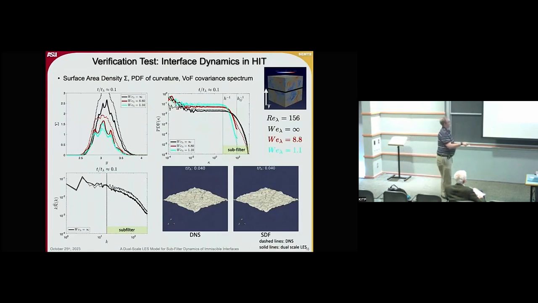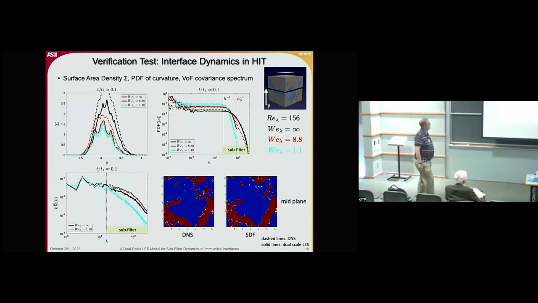If I introduce even more surface tension, you directly see in this DNS versus SDF comparison that the interface has much less small-scale corrugations. That's reflected here in the PDF of curvature, and we start to get the covariance spectrum in the midplane very well between DNS and SDF as well. Here's just a snapshot to do the comparison.